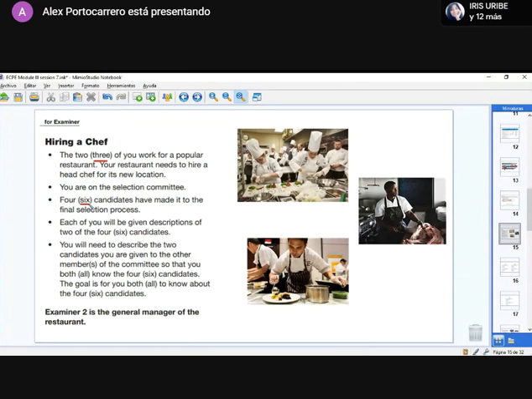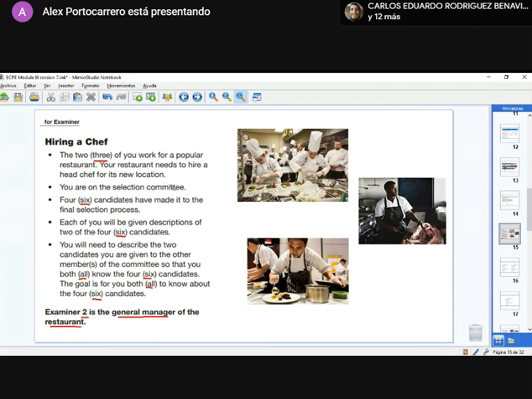Six candidates, two per test taker, have made it to the final selection process. Each of you will be given descriptions of two of the six candidates. You will need to describe the two candidates you're given to the other members of the committee, so that you all know the six candidates. The goal is for you all to know about the six candidates, right? Examiner 2 is the general manager of the restaurant. There's always a person they have to present their decision to. Once they reach an agreement, the test takers will present this to their general manager.